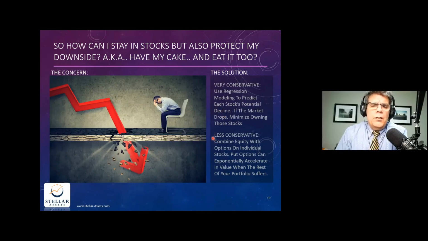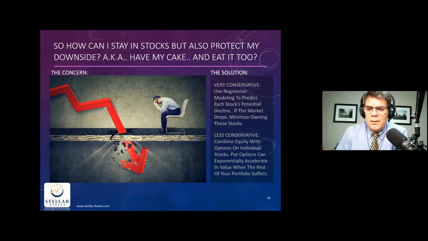And then for the, I don't want to say less conservative, because I think this also can apply to conservative investors. But the second option is to combine an equity portfolio with options on individual stocks. And I'll explain how options work in a few slides. But the short answer is options can pay off when the market declines. So when the rest of your portfolio is suffering, the option part can benefit, and you can actually make money during market declines, depending on what your proportion of options might be.